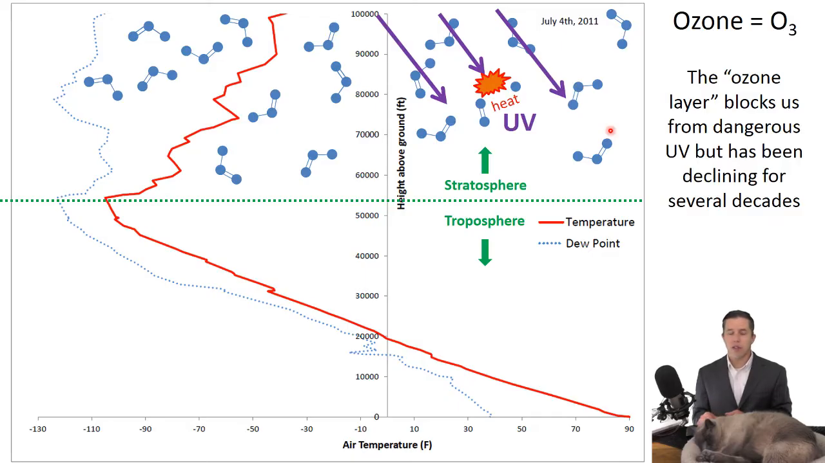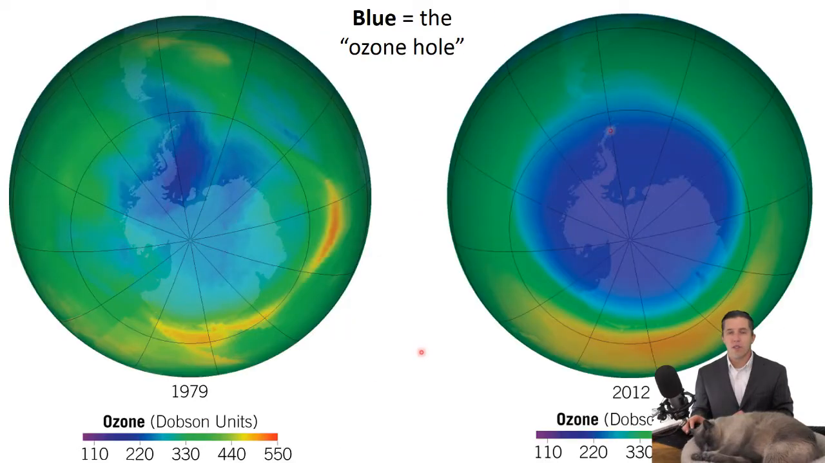But it's actually been declining over the past several decades. So here we have a couple images of the ozone in the southern hemisphere. And we're looking at colors that represent how much ozone is in the stratosphere. So the blue represents very little ozone, whereas the greens and yellows, that's more ozone. That's the South Pole, and you can kind of make out Antarctica down there.